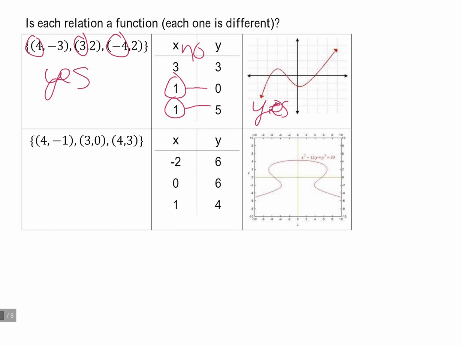So let's take a look at the bottom row. With the ordered pairs, is this a function?